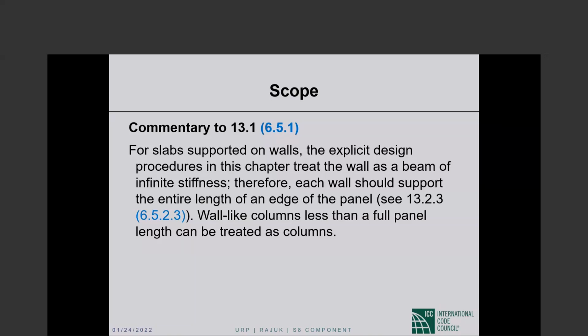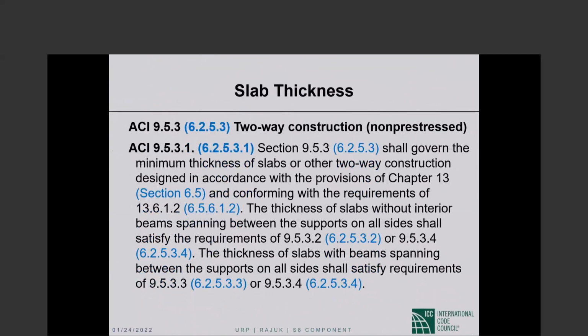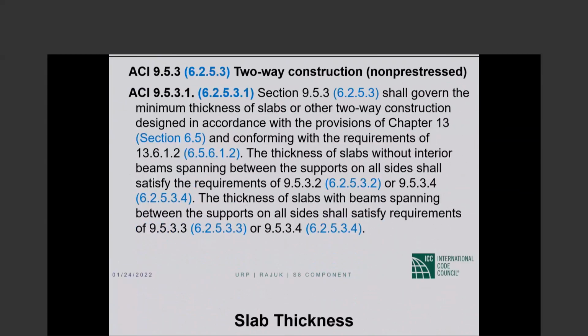Wall-like columns, long columns, less than a full panel length, can be treated as columns. So if the full panel length is not supported, then a wall-like column is treated as a column, not a wall. Okay, this talks about minimum thickness and which section or table you go to.